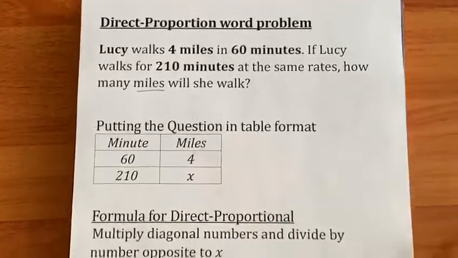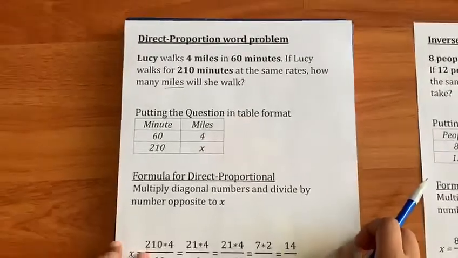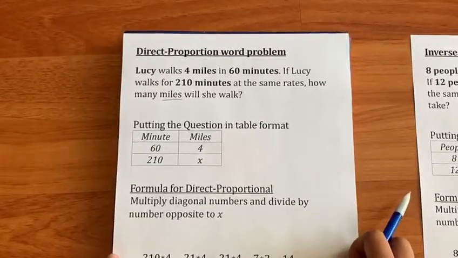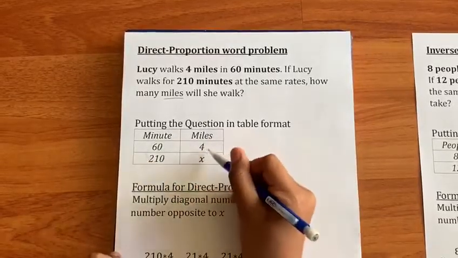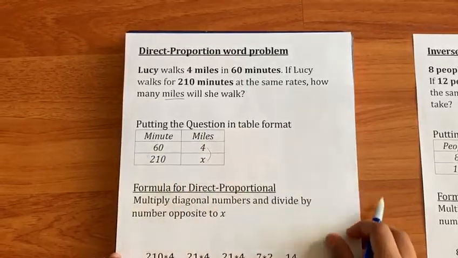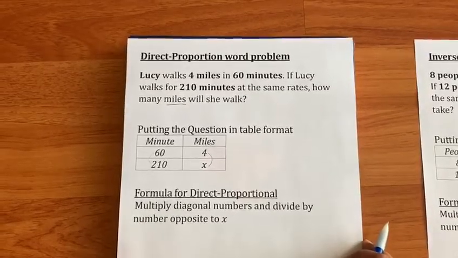And we know that this question is a direct proportional word problem because as one variable goes up, as minutes go up, the miles will also go up. So that's how we know that this question is a direct proportional word problem.